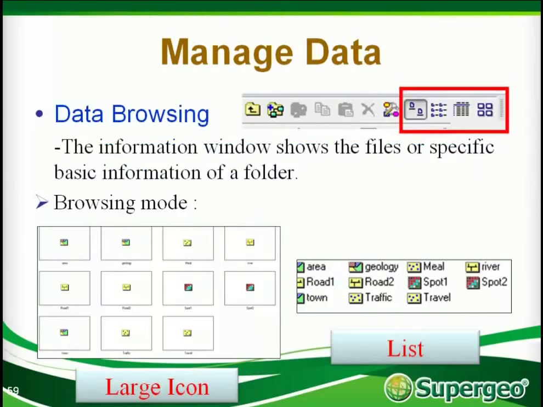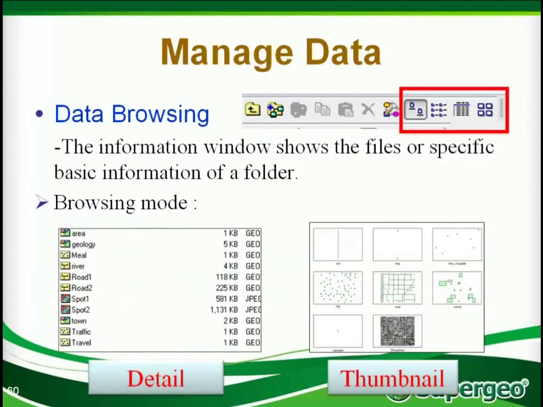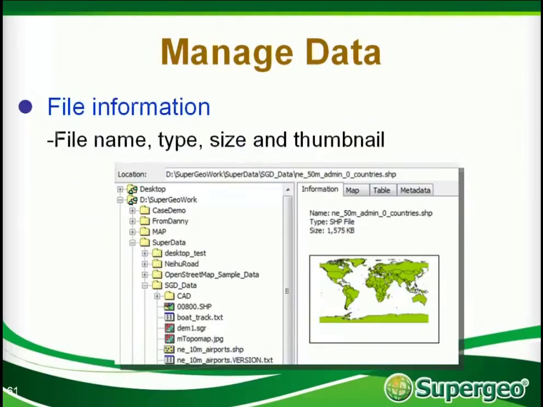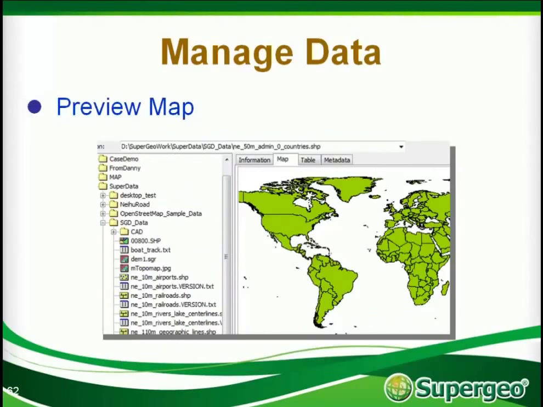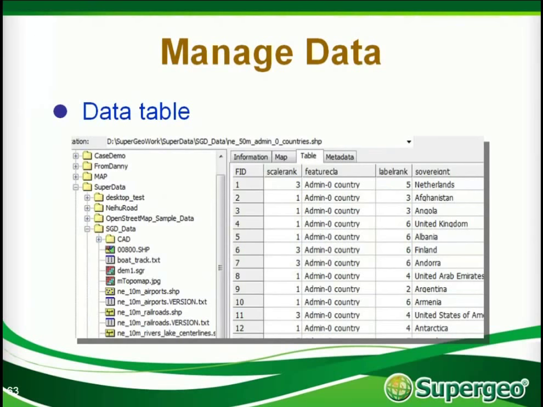There are 4 modes to browse the data: large icon, list, detail, and thumbnail. You can view the data in the connected folder in different ways by switching the Browsing Mode button on the Standard Toolbar. In the Data Display area, you can view the file name, file type, file size, and thumbnail under the Information tab. And you can preview the map or view the attribute table.